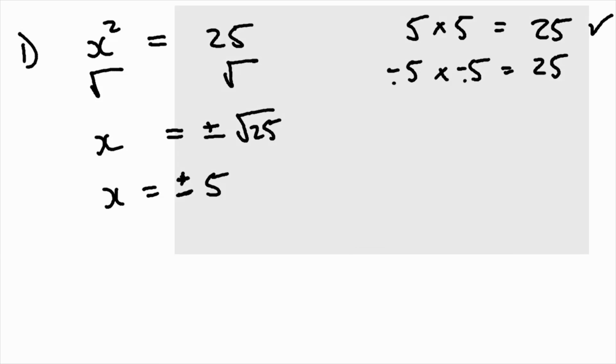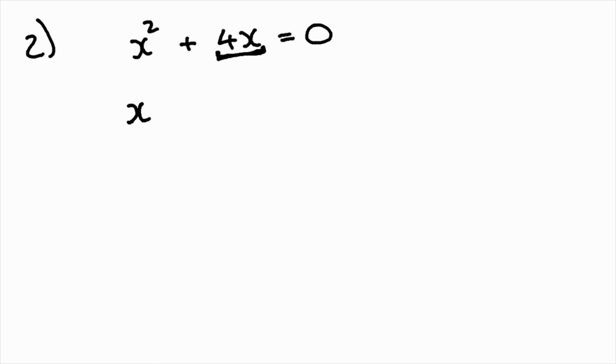Let's have a look at another example. x squared plus 4x equals 0. Now this is slightly different from the last one. In the last one, we could have just square rooted everything. But the problem with that is our second term here. Even if we square root it, we're still going to have an x term here. So what we do is we're going to factorize out an x.